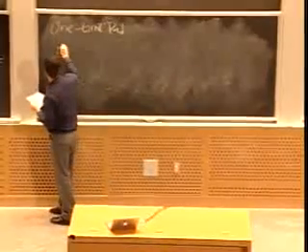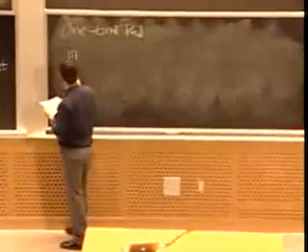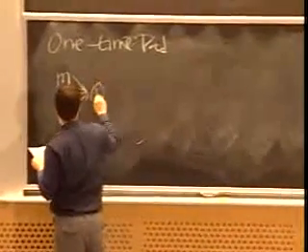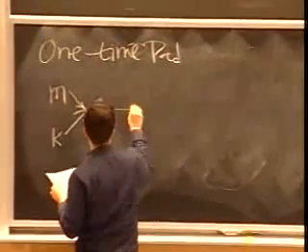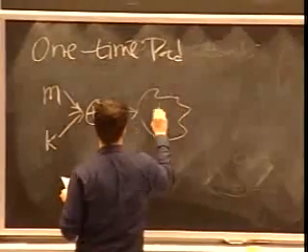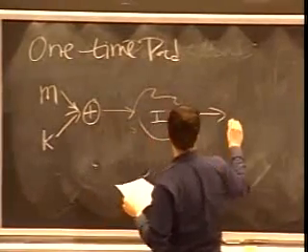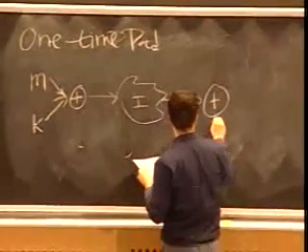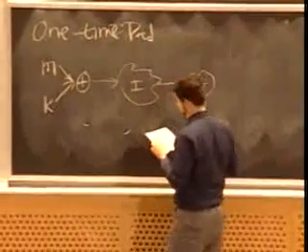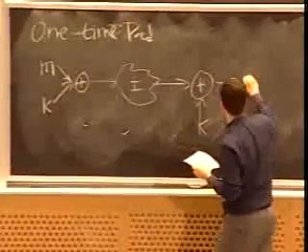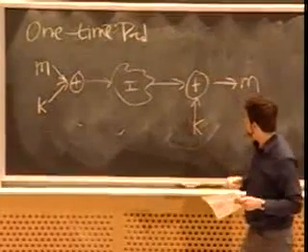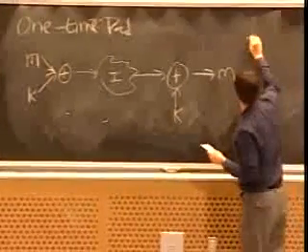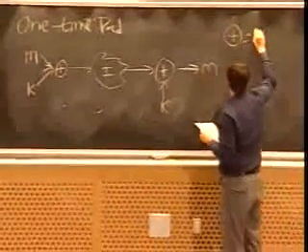So we've got M and K coming in. They're being combined together and transmitted over the internet. And then on the other side, they're being decoded also with K, where these two Ks are equal in this case, and we've got M coming out. This plus operation here, the plus with a circle, is XOR.